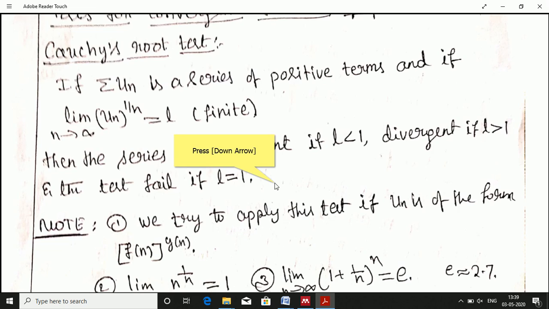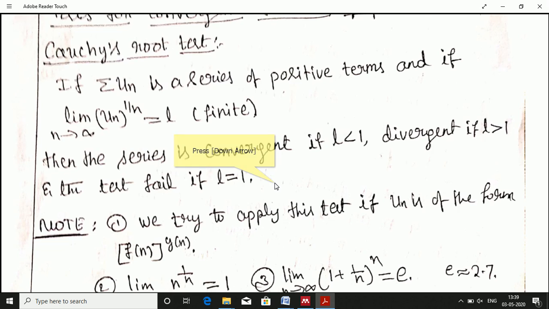But that is not in our syllabus. Whether it is convergent or divergent, that is what we are supposed to find right now. And when to apply the Cauchy's root test: if the nth term un is of the form f of n to the power of g of n, then we apply the Cauchy's root test.